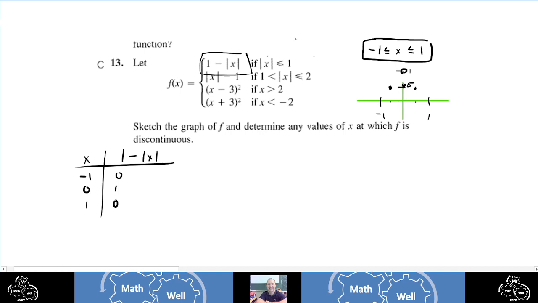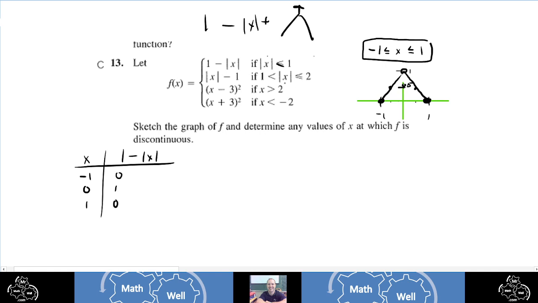Here's absolute value of x. Negative absolute value of x is flipped the other way. And then basically +1 moves this whole thing up 1 unit, or 1 minus this is the same thing. So this is looking like this and like this, right? It includes -1 and 1 too, because it's less than or equal to.